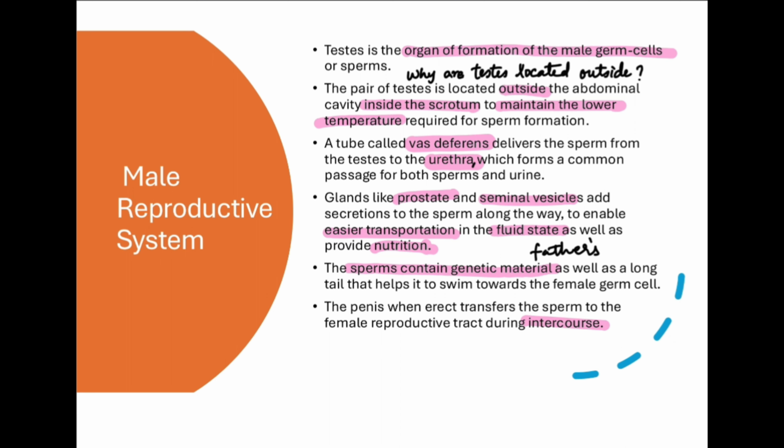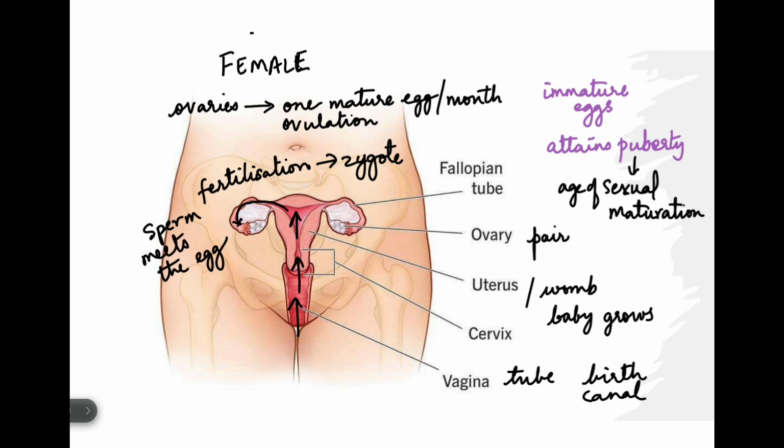The penis, when it is erect, transfers the sperm to the female reproductive tract during a process called sexual intercourse. Now let us study about the female reproductive tract.